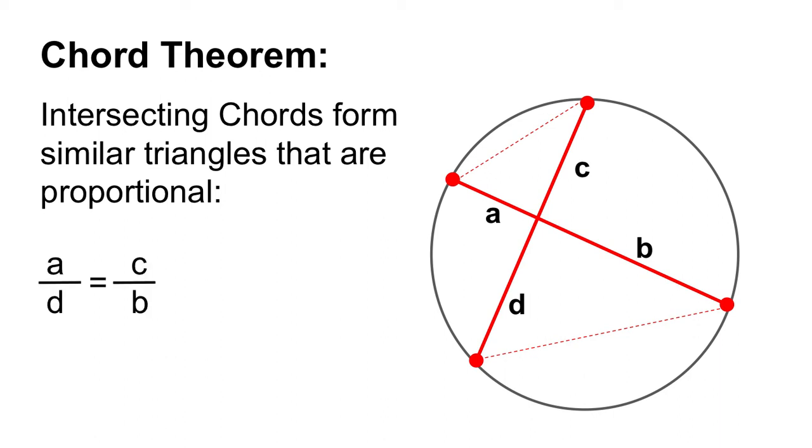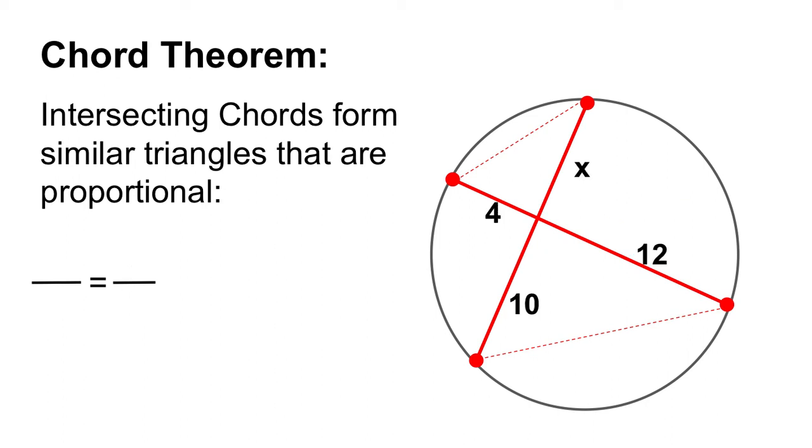So here's what the proportion would look like. The segment there for A over D is going to be equal to C over B. And what's kind of nice is that you can almost picture this within the diagram. Like you've got A over D is equal to C over B. So sometimes that helps you kind of visualize how to set it up.